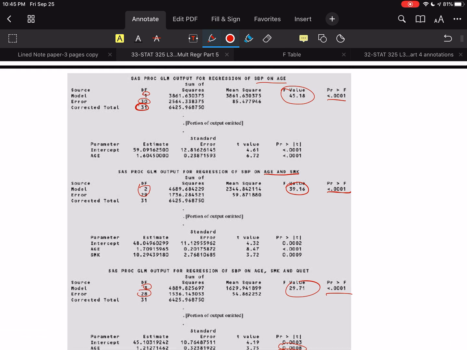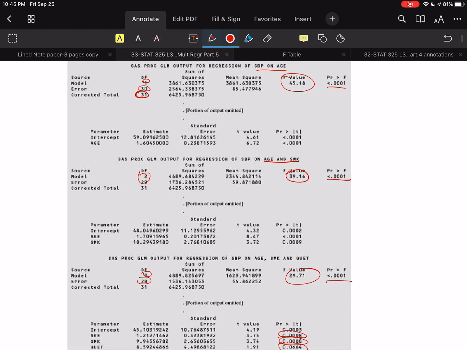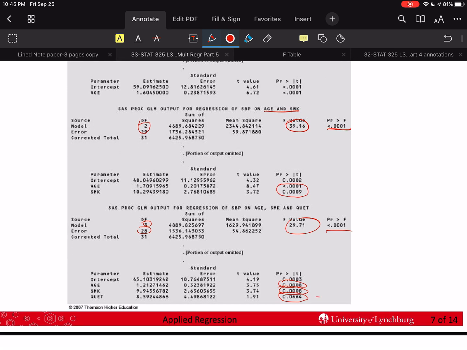But what I would do is I would look at this and say, in this model, these two are highly significant. And this is borderline. And do you really want to increase the complexity of your interpretation and your analyses by adding another variable when it's kind of borderline? And this is not the best way to decide.